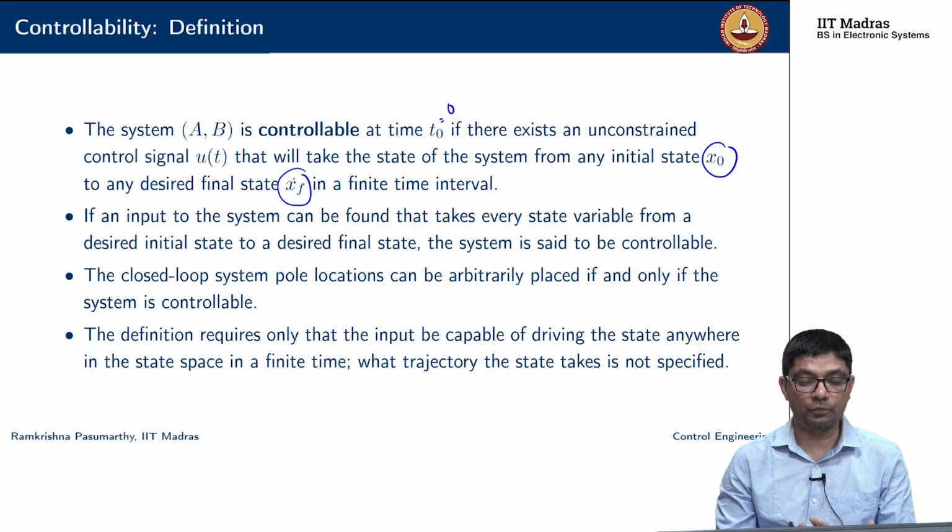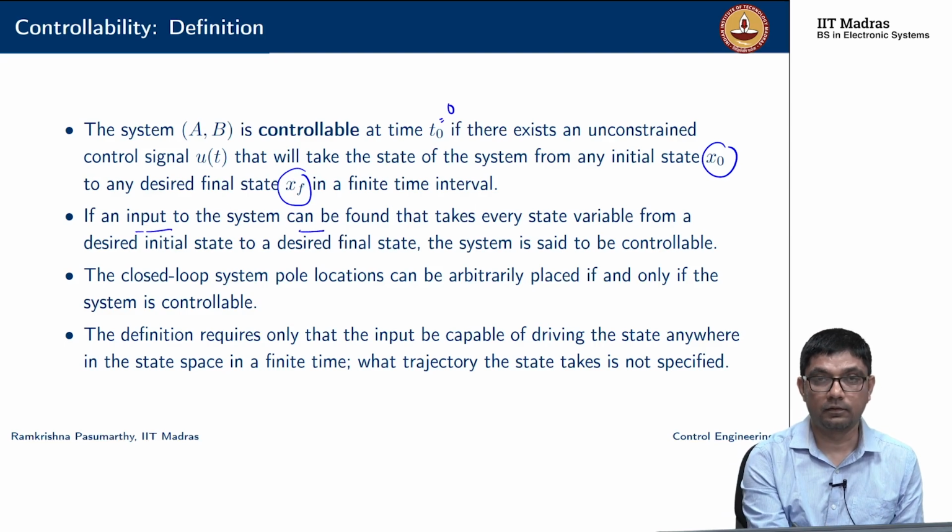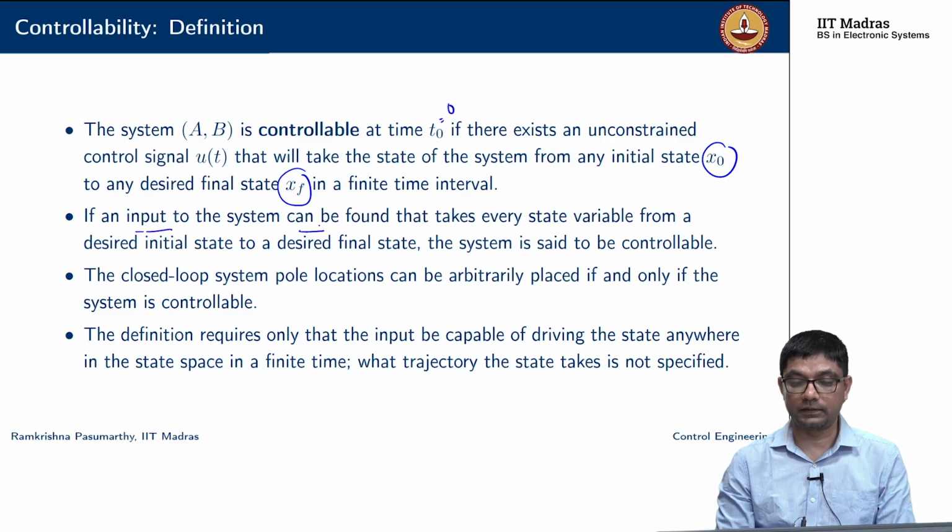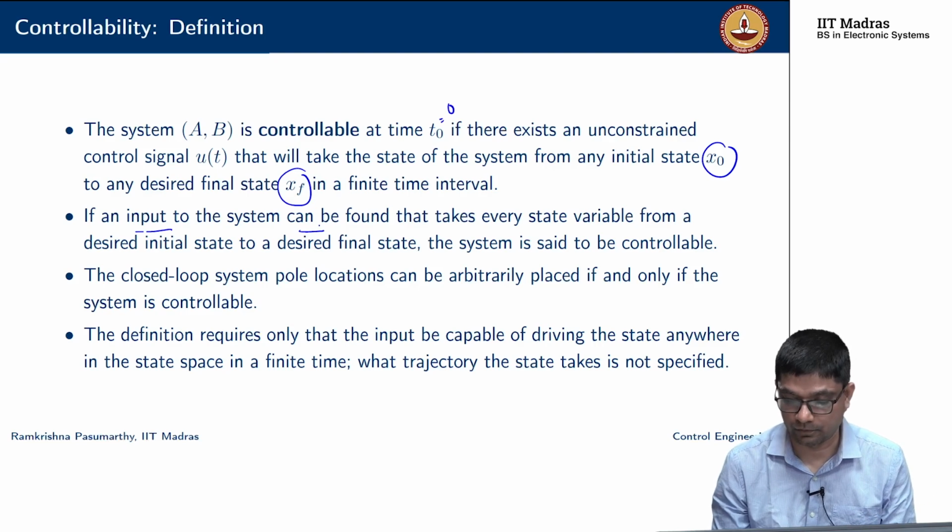If an input can be found, if there exists an input that takes every state variable from a desired initial state to a desired final state, the system will be called controllable. I should be able to go not only from Chennai to Bangalore, but maybe even Chennai to Pondicherry, or Chennai to Delhi, and so on.